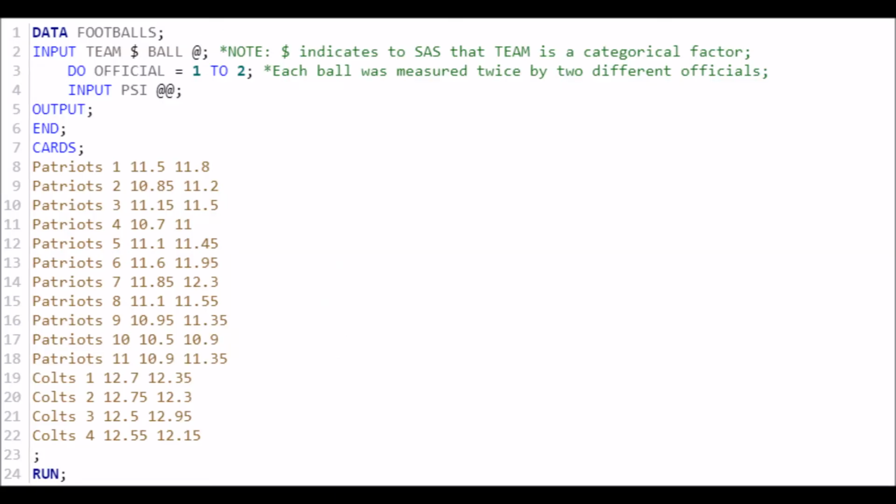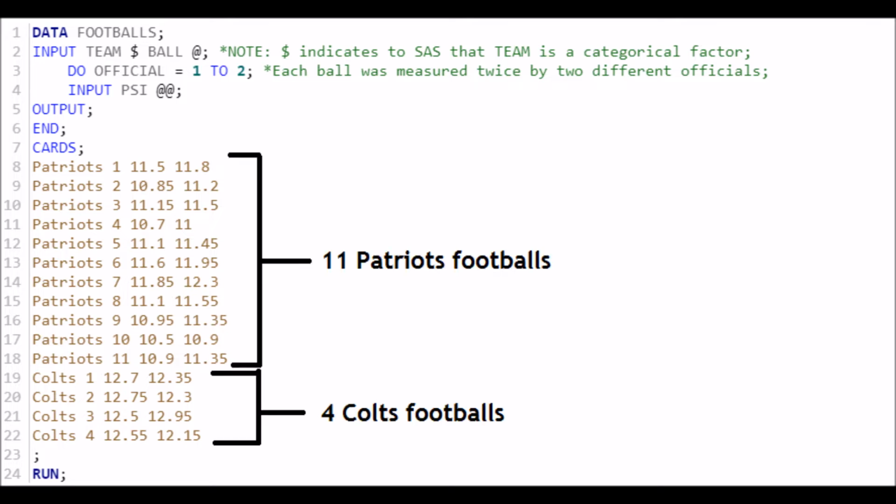The Wells Report is the official document from the NFL's investigation of the Deflategate scandal. Here are the data that I have taken from that report as I have coded them into the statistical analysis software, SAS. The pressure per square inch, or PSI, of 11 Patriots footballs and 4 Colts footballs were each measured at halftime by 2 separate officials. Thus, there were a total number of 15 footballs examined.